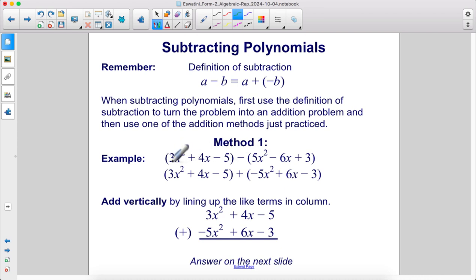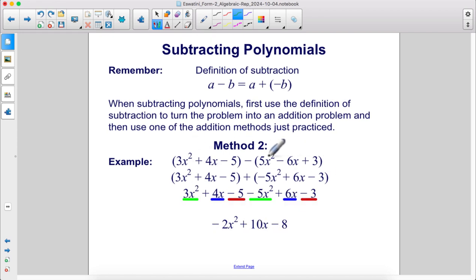So for example, if we're going to subtract this polynomial from the first one, we can distribute that negative sign. So we'll turn it into a plus, and then every term inside the parentheses will switch signs. So 5x squared becomes negative 5x squared, negative 6x becomes positive 6x, positive 3 becomes negative 3. Then we can add them vertically by lining them up in columns. And here we've added them together. 3 minus 5 is negative 2, 4 plus 6 is 10, negative 5 plus negative 3 is negative 8.